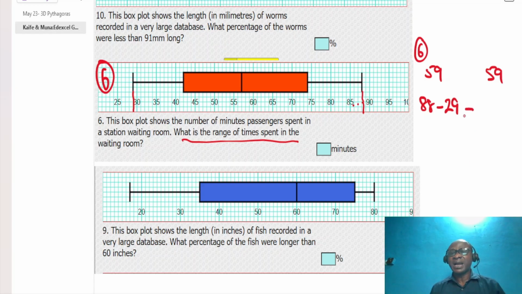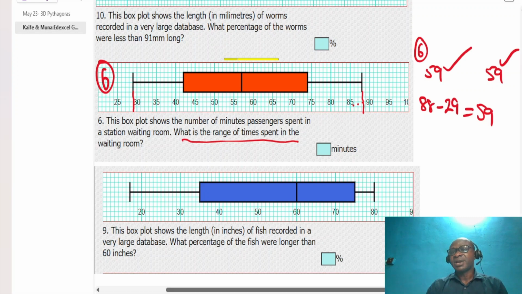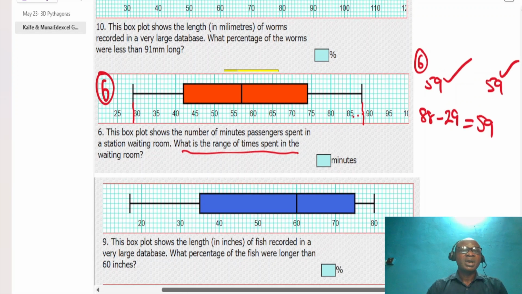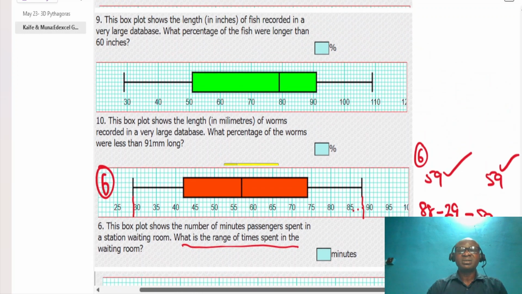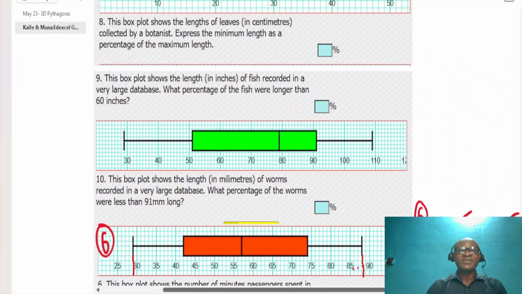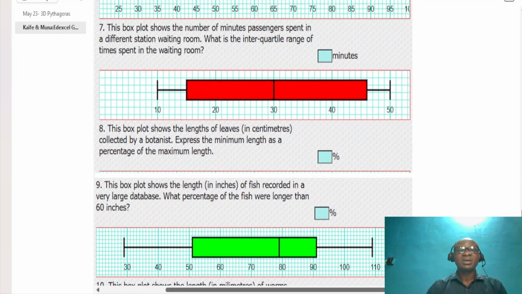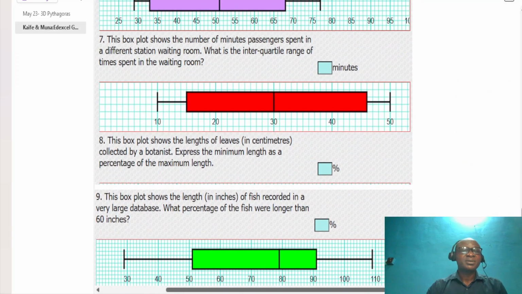So both of you are correct. 59 for number 6. Mark it correct. You are in order. I'm happy, especially for Mona. You are picking it very well today, better than your attention span yesterday.